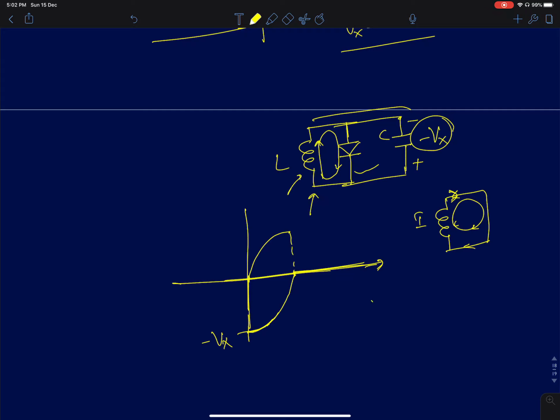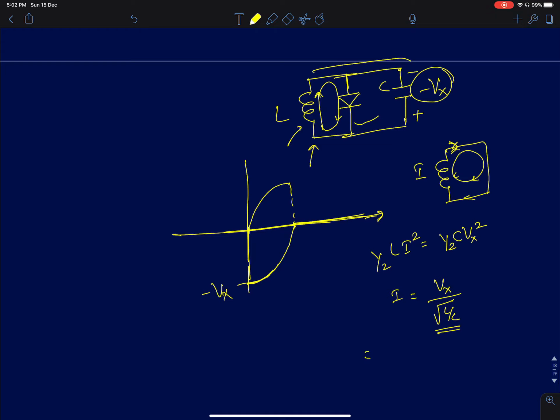To find the value of the current, you simply use half L I squared equal to half C Vx squared, and from there you can compute I to be Vx upon root of L by C. It's a very simple result. Or you can also write it as Vx upon omega naught L. Root of L by C is nothing but the impedance of the parallel LC, of either the inductor or the capacitor at the resonant frequency, where omega naught is 1 by root LC. So that's the behavior of the circuit.